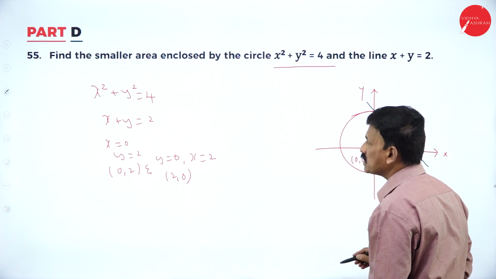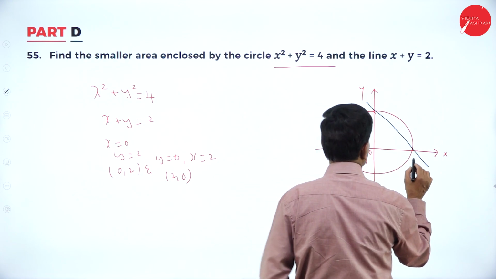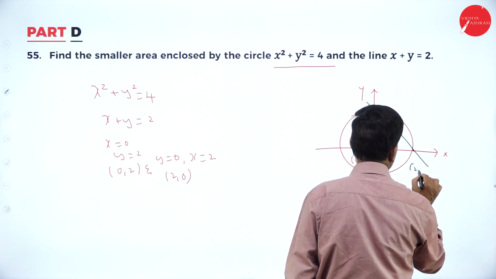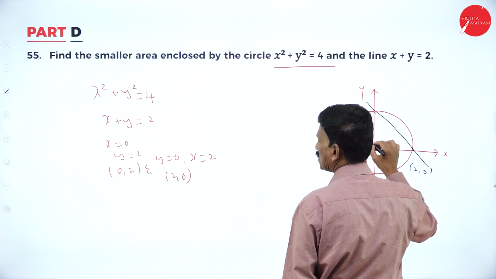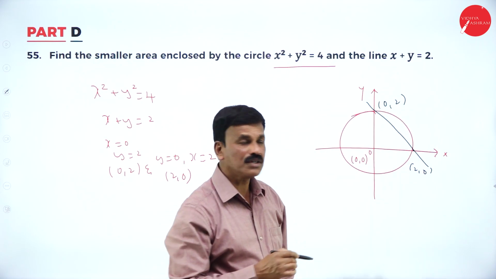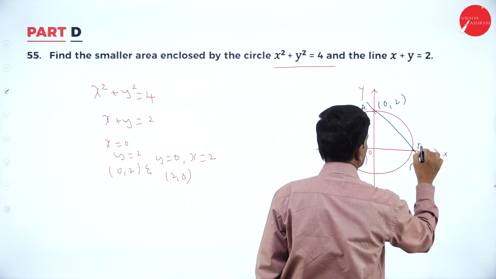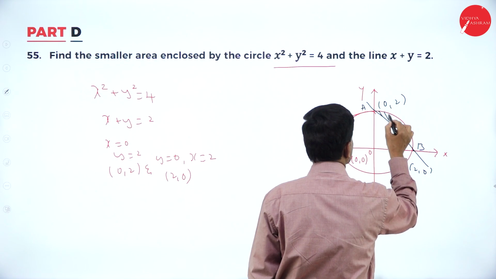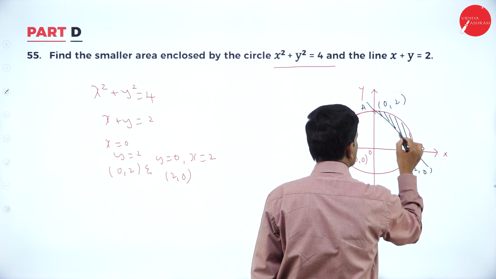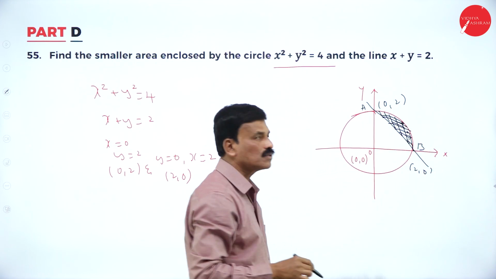What are the points? So, here the points are x is 2, y is 0. This is 2, 0 and x is equal to 0, y is equal to 2, that is 0, 2. Now, what is required to find the area? Let us call it A and B. So, the area is to be determined.